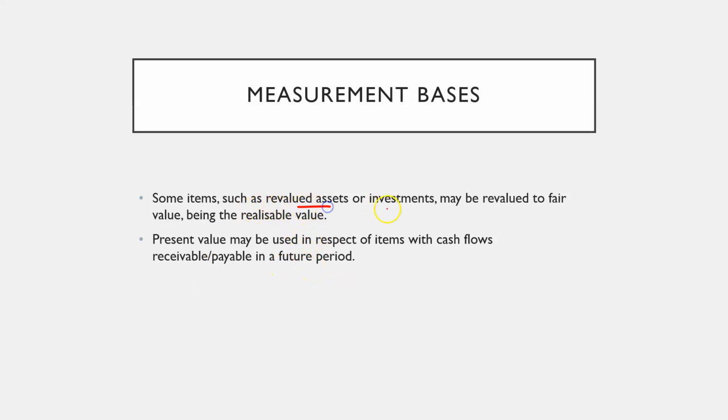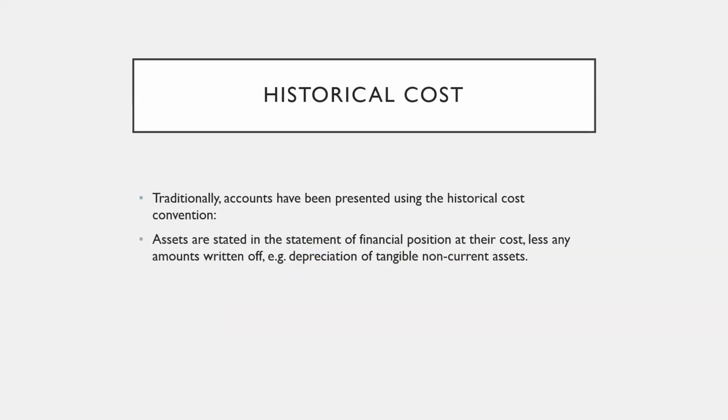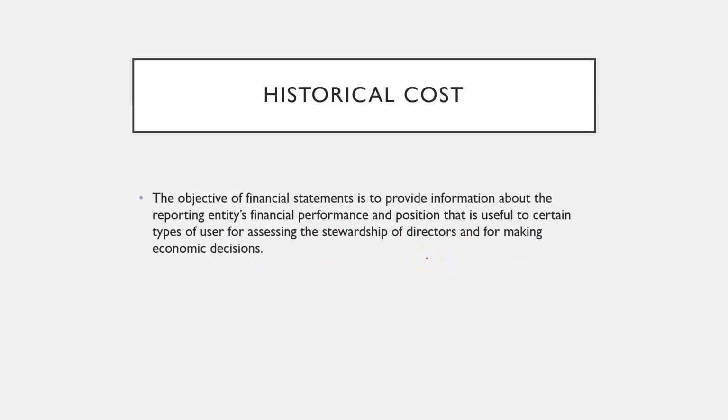Some items, such as revalued assets or investments, may be revalued to fair value, being the realizable value, and sometimes present value may be used in respect of items with cash flows, if you like, receivable in a future period. So the key point here is just we're really trying to appeal, if you like, to relevance with those ones, but historical cost anyway. So traditionally, accounts have been presented using, of course, the historical cost convention. We buy the thing, recognize it there at cost, less any amounts depreciated, and we go along. So the objective of financial statements is to provide information about the reporting entity's financial performance and position that is useful to certain types of users for stewardship and making economic decisions.